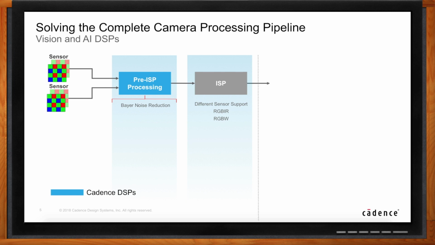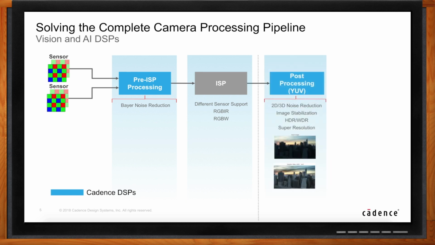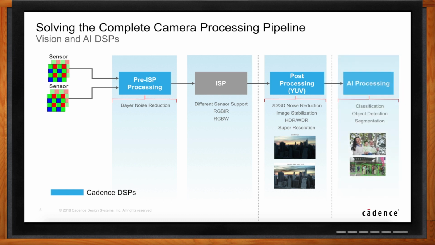But after that is what you call the post-processing. This is where the classic use cases are 2D, 3D noise reduction, HDR, WDR, super resolution. This is what you saw in the Huawei use case. And then after that, computer vision or AI processing, where classification, object detection, segmentation, those are all the use cases that our customers use our DSP for.